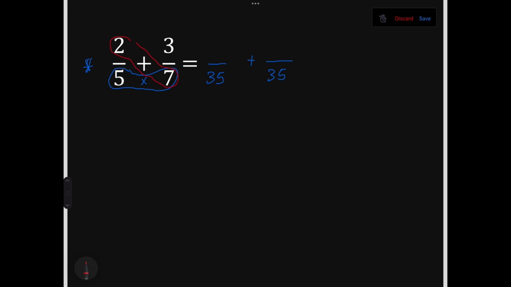And that I'm going to be writing on the left. That gives me 14. Then I'm going to multiply 5 and 3. That gives me 15, and that I'm going to be writing on the right hand side. That gives me 29 over 35, and there I have it.